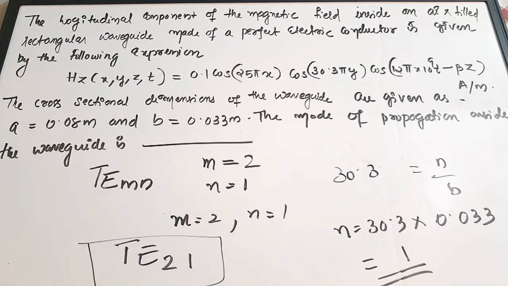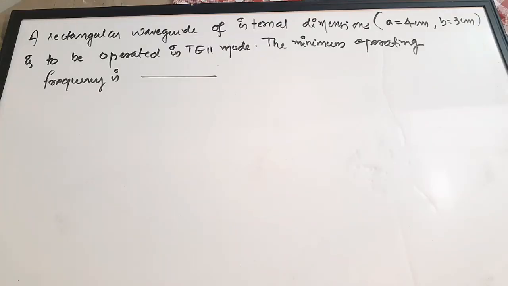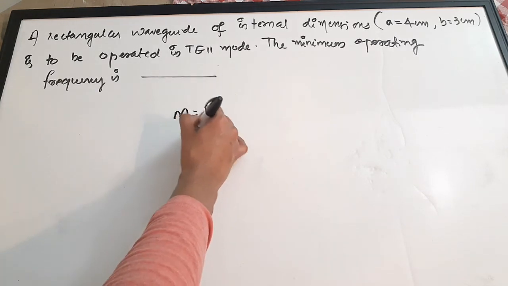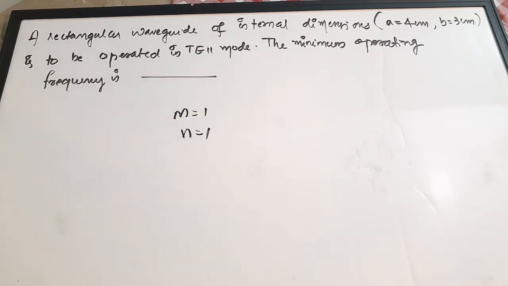Okay. The last question that we are going to see is this: a rectangular waveguide of internal dimensions a equal to 4 cm, b equal to 3 cm is to be operated in TE11 mode. The moment you see TE11, you have to note m equal to 1, n equal to 1. The minimum operating frequency means cutoff frequency for that mode. Anyway, that is not the dominant mode. We are just finding the minimum operating frequency.